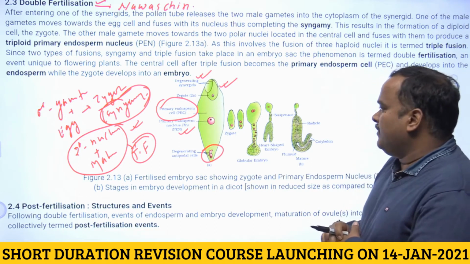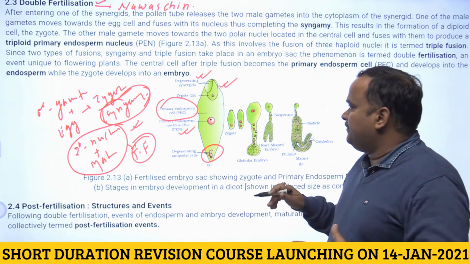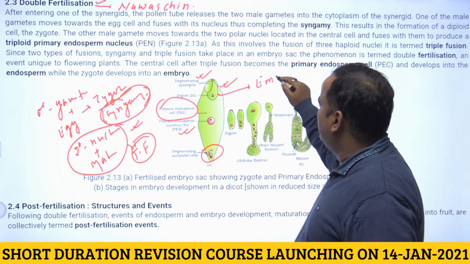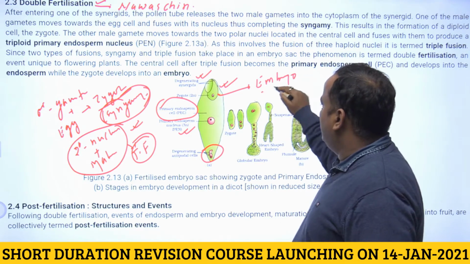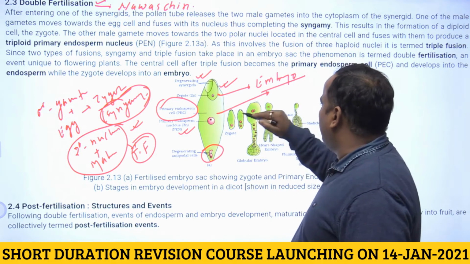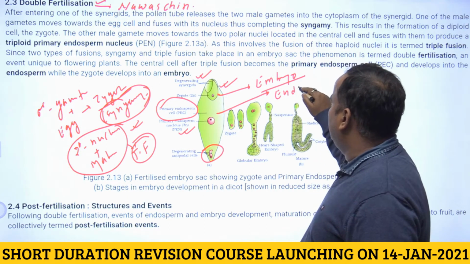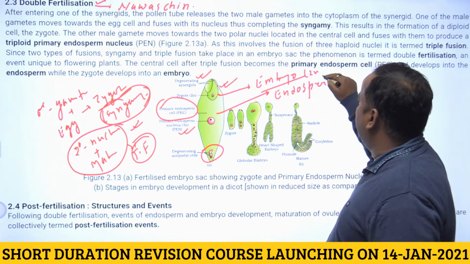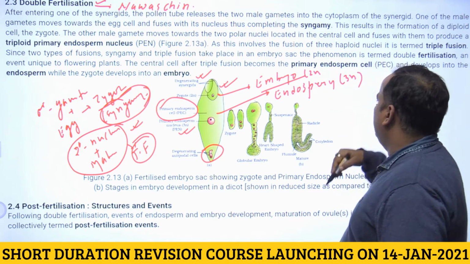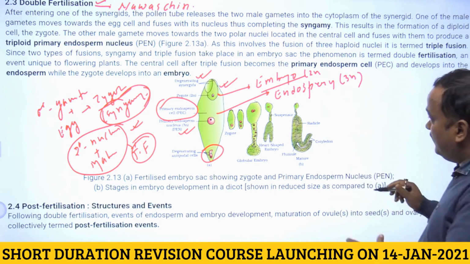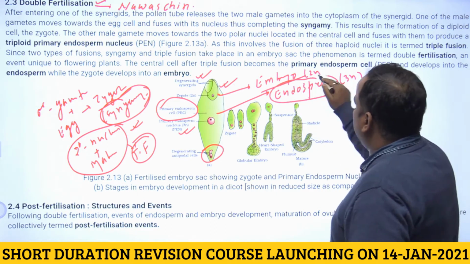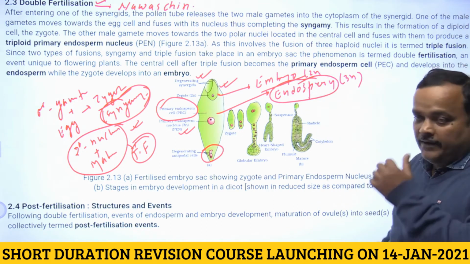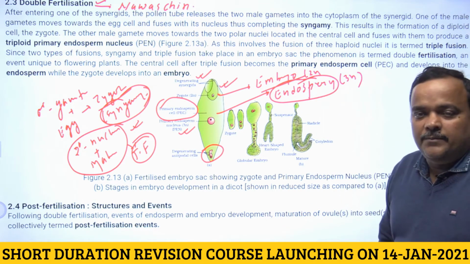Now, after double fertilization, what will happen? This zygote will develop into the embryo, and this will develop into the endosperm. The embryo is 2n and the endosperm is 3n. Now, the function of this endosperm is to provide nutrition to the developing embryo.